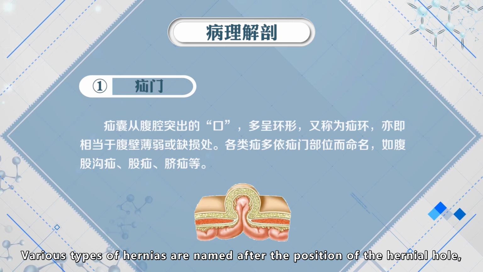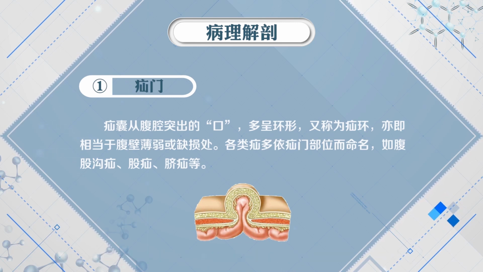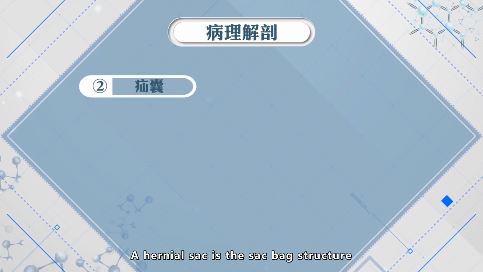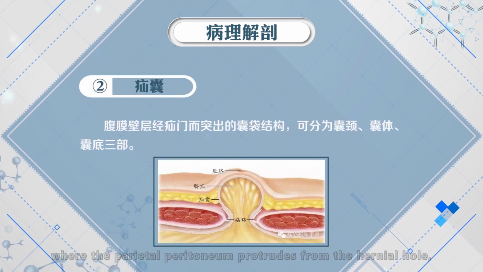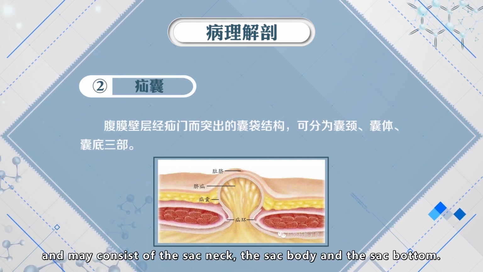Various types of hernias are named after the position of the hernia ring, such as inguinal hernia, femoral hernia, and umbilical hernia. A hernia sac is a sac-like structure where the parietal peritoneum protrudes from the hernia ring, and may consist of the sac neck, the sac body, and the sac bottom.